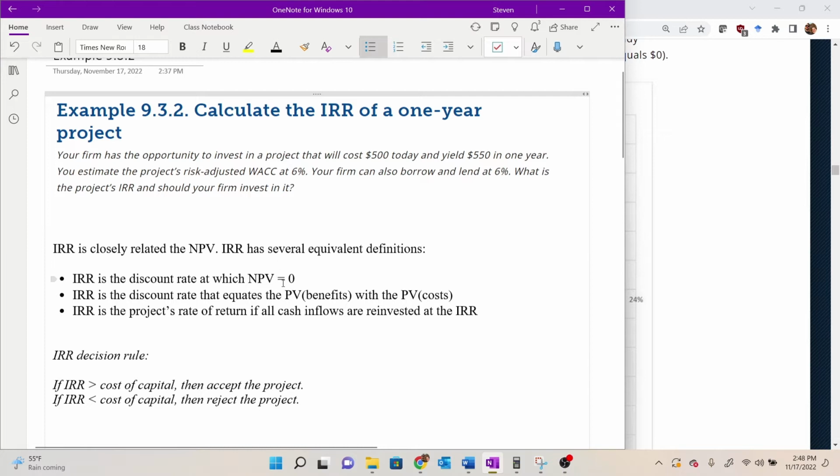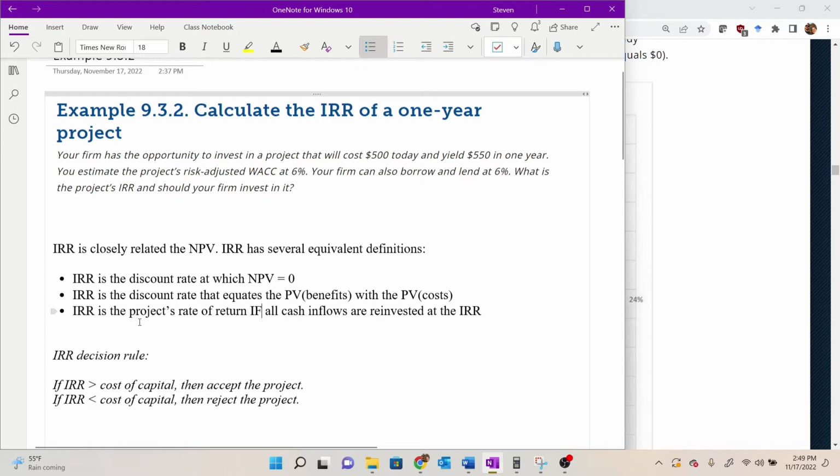Because when NPV is equal to 0, then it must also be true that the present value of the benefits is equal to the present value of the costs. So those are really just two different ways of stating the same thing. And then finally, this final definition is how we use it as an investment decision rule to decide if we actually want to take a project on or not. IRR is the project's rate of return if all cash inflows are reinvested at the internal rate of return. That should really be a big if, because that turns out to be a big limitation of the internal rate of return.